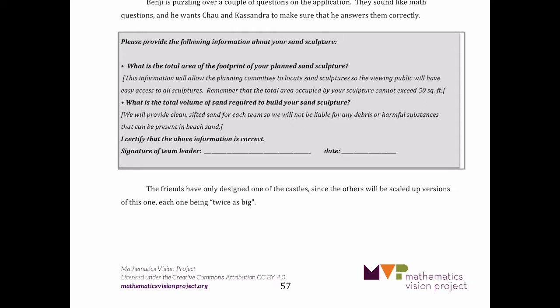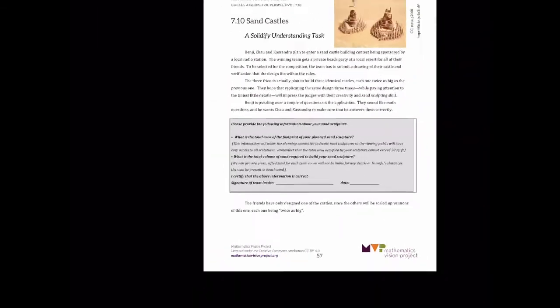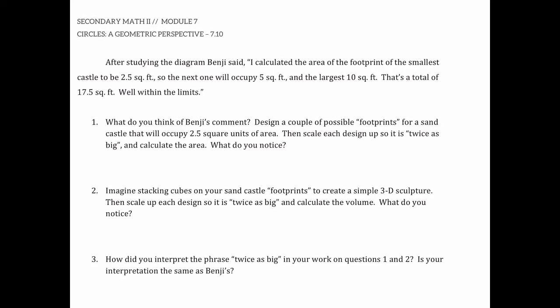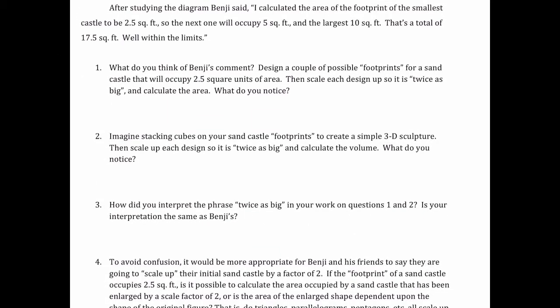So the friends have only designed one of the castles, and since the others will be scaled up versions of this one, each one will be twice as big. After studying the diagram, Benji says, I calculated the area of the footprint of the smallest castle to be 2.5 square feet, so the next one will occupy 5 square feet, and the largest will occupy 10 square feet. That's a total of 17.5 square feet, well within the limits. Number 1 is, what do you think of Benji's comment?